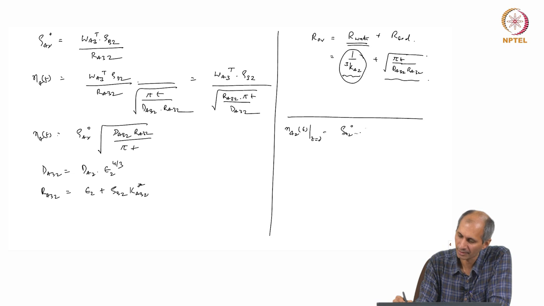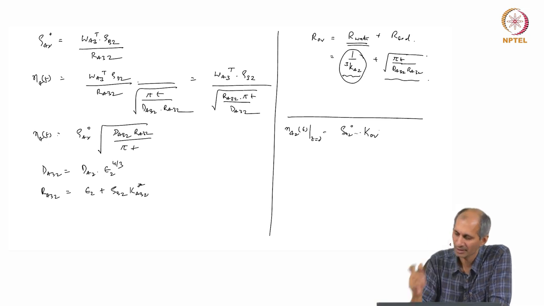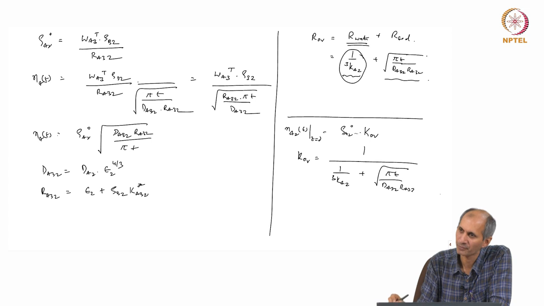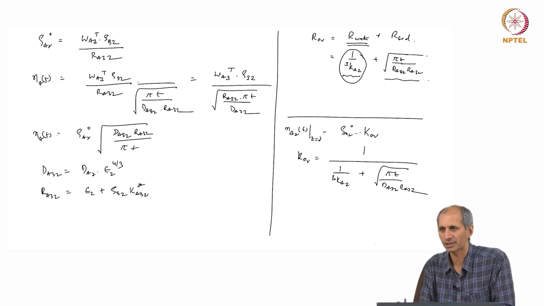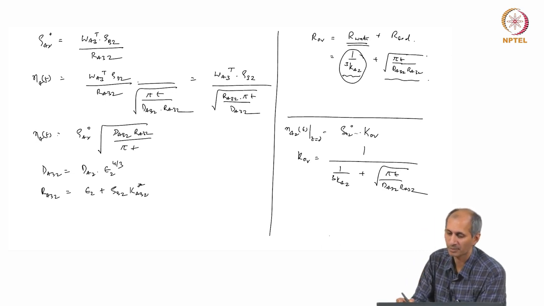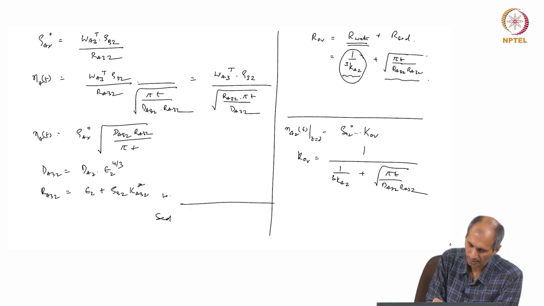multiplied by some k overall, the overall mass transfer coefficient, where this overall mass transfer coefficient is 1 over 1 by k 2 3 plus pi t by dA32 RA32. This is an approximation. Instead of using the error function and exponential solutions, you can also use this, but the assumption here is we are using sediment here. This is sediment and this is water.